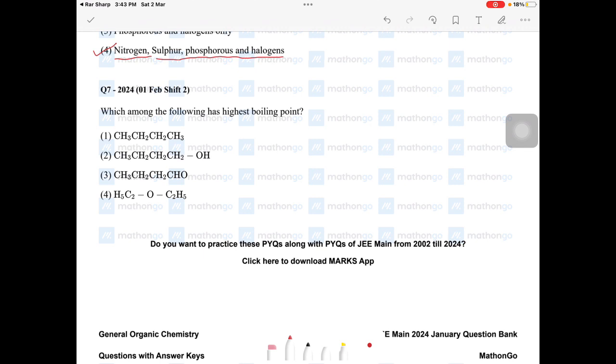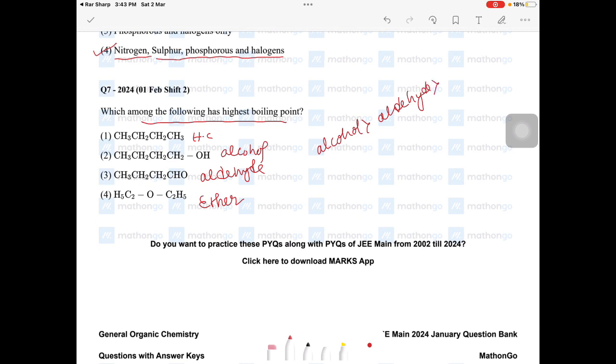Seventh one, which among the following has highest boiling point? It is hydrocarbon, alcohol, aldehyde, ether. Out of these, alcohol has the highest boiling point, then aldehyde, then ether, then hydrocarbon. That's why option 2 is correct.